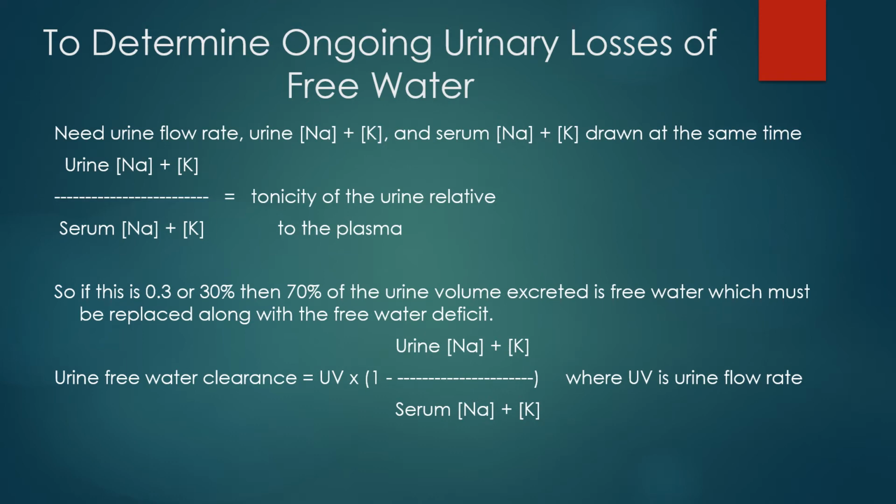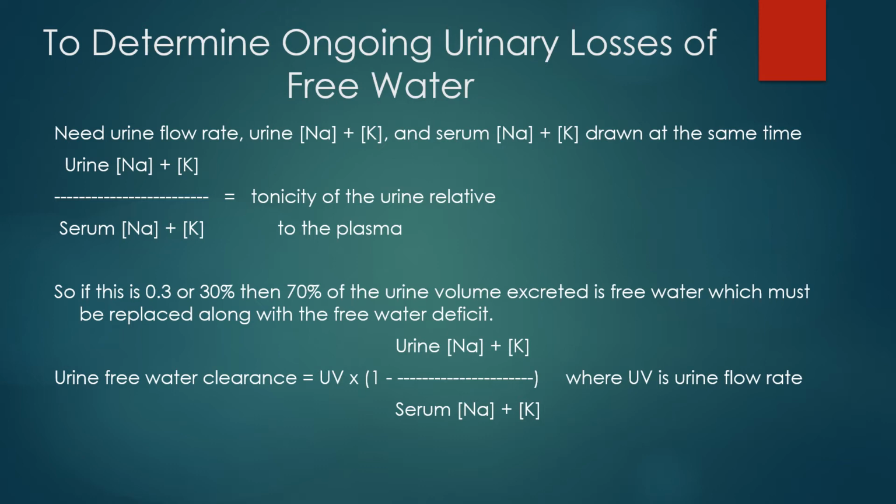The water deficit equation doesn't account for ongoing insensible losses of free water or urinary losses of free water. So if you just replace the volume determined by the water deficit equation, you'd undercorrect sometimes to a significant degree. To fully correct a hypernatremia, you have to replace insensible losses along with urinary losses of free water. This becomes critically important in patients with diabetes insipidus.